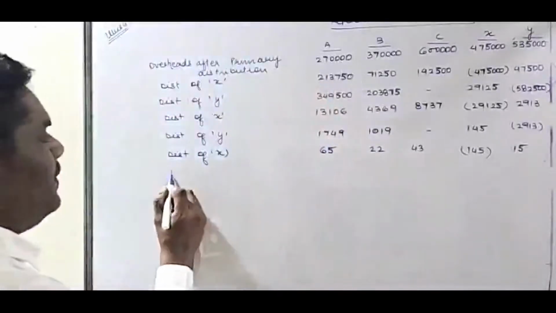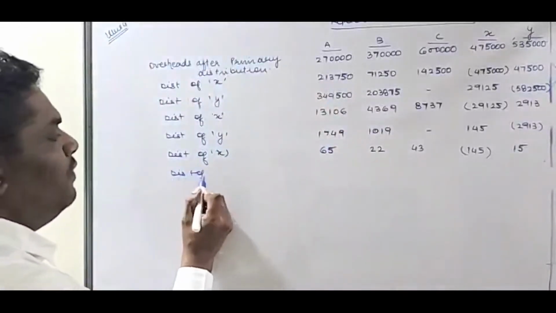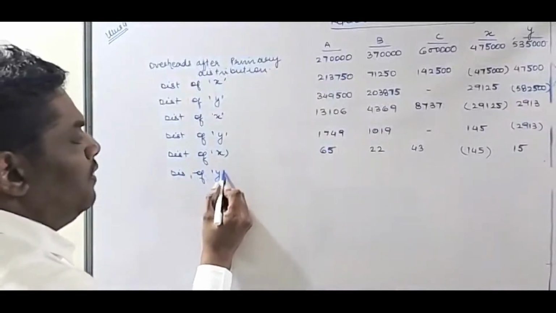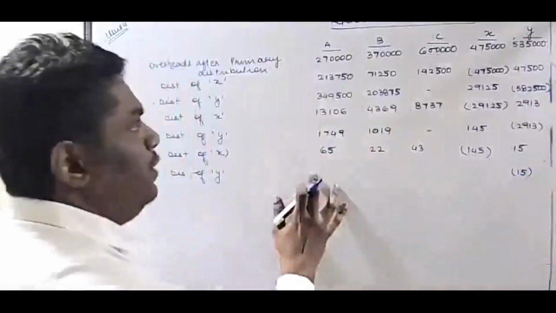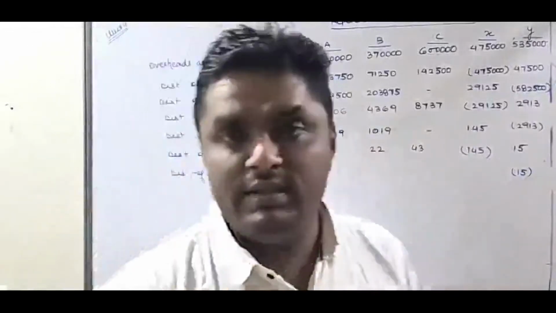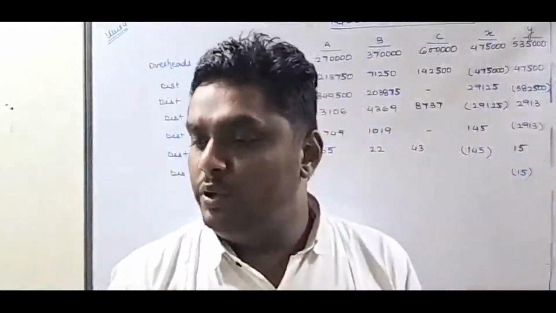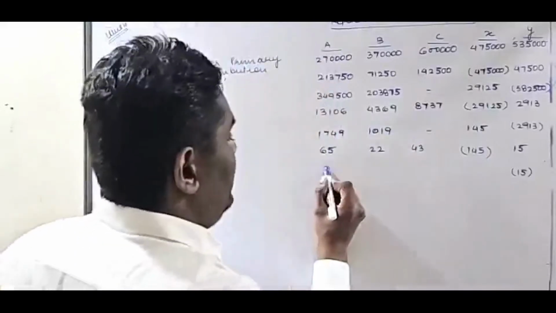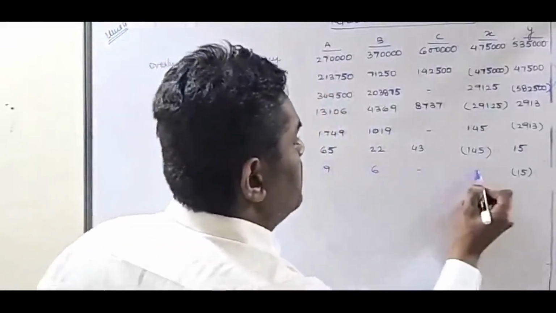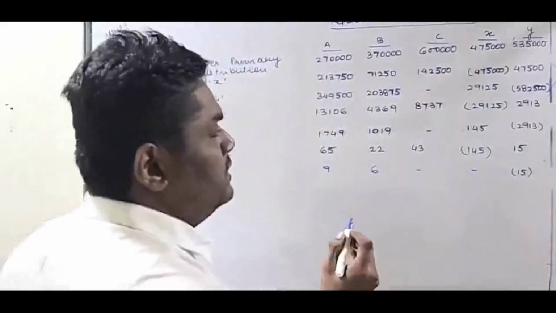So now the last part, that is distribution of Y. We'll distribute 15 to A and B only. Since the figure is in 2 digits, we'll distribute it to A and B only. So this will be 9 and this will be 6. So this is 0 now.